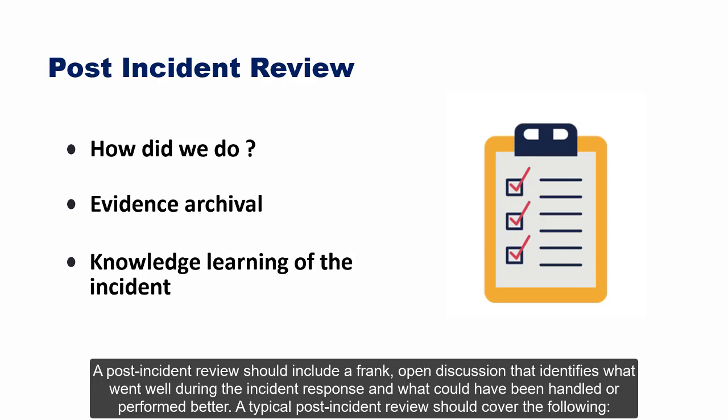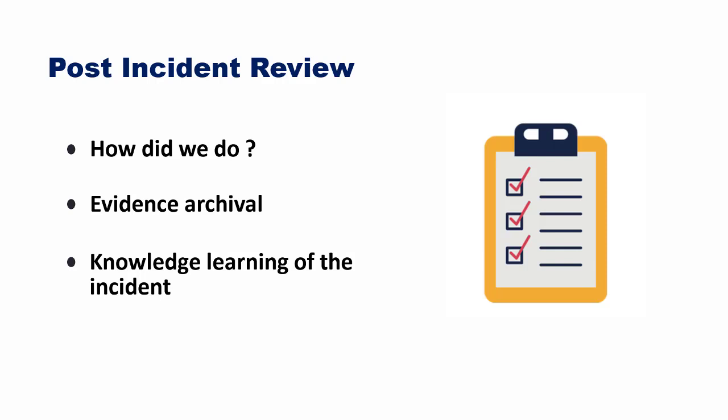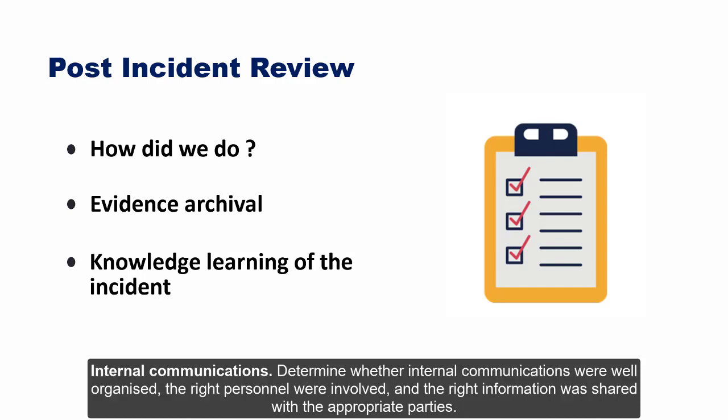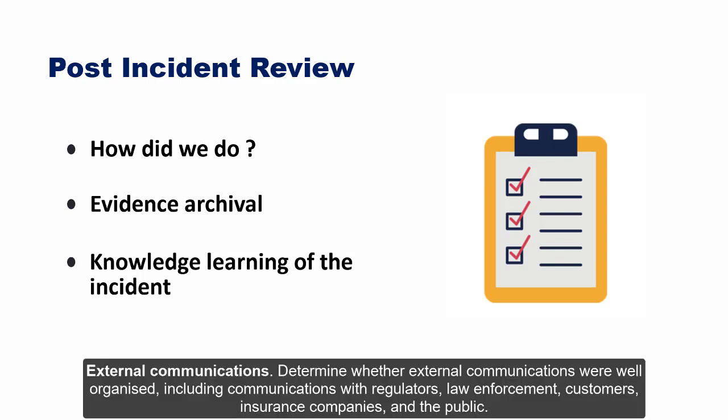A typical post-incident review should cover the following. Incident awareness. Determine whether the organization realized quickly enough that an incident was occurring. Internal communications. Determine whether internal communications were well organized, the right personnel were involved, and the right information was shared with the appropriate parties. External communications. Determine whether external communications were well organized, including communications with regulators, law enforcement, customers, insurance companies, and the public.